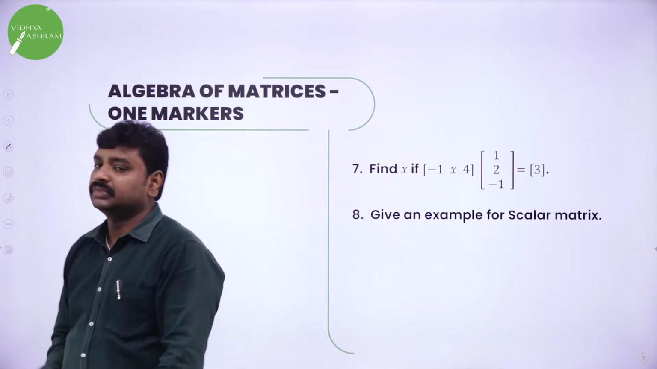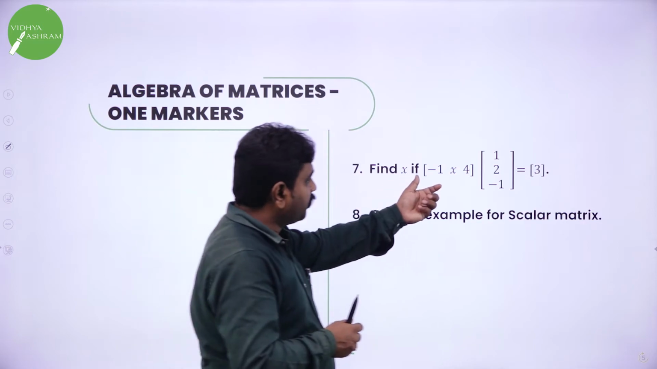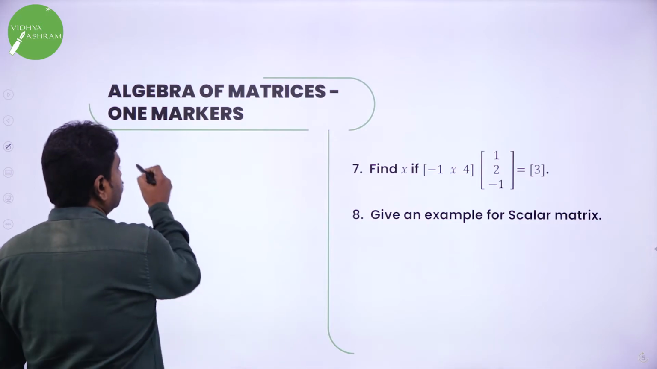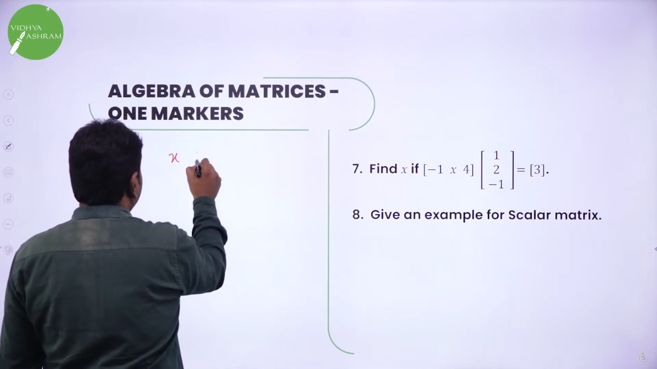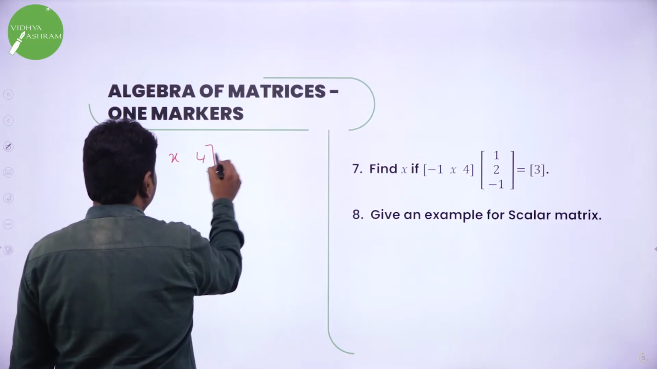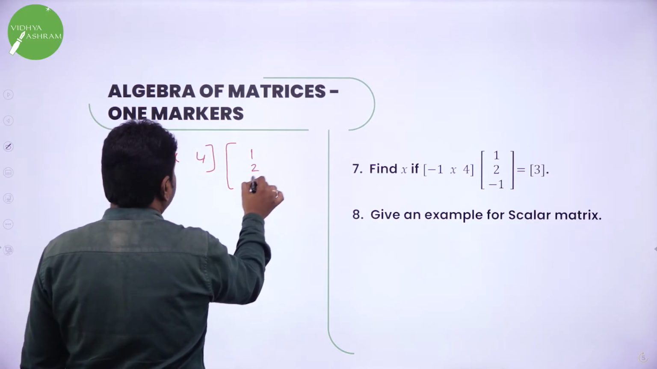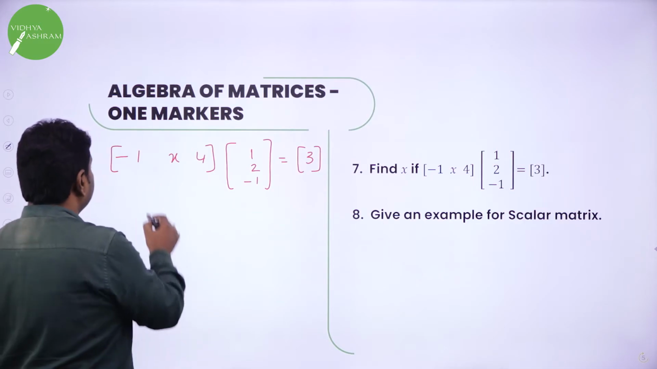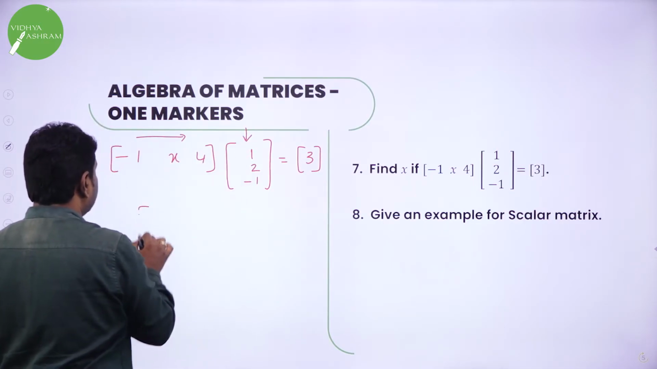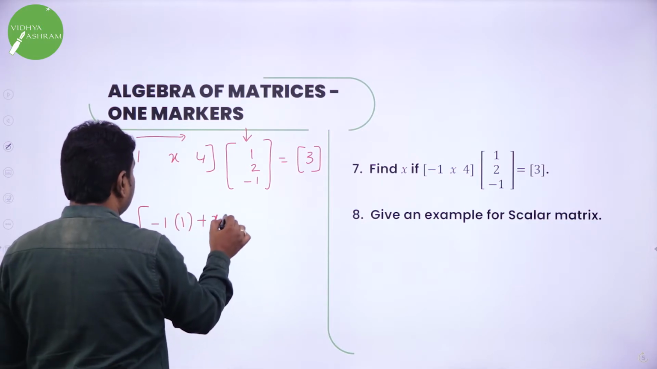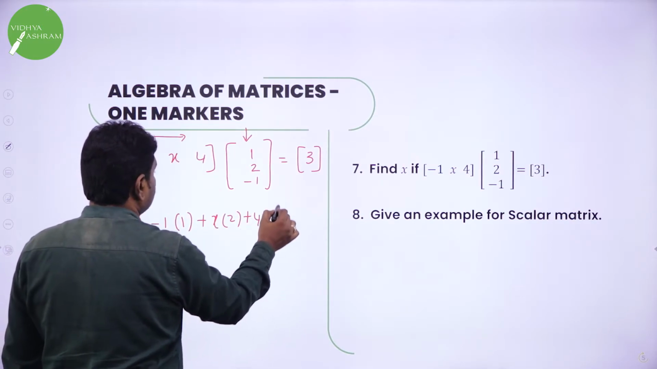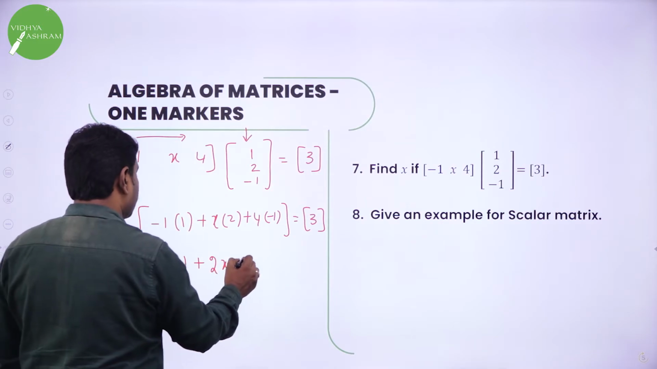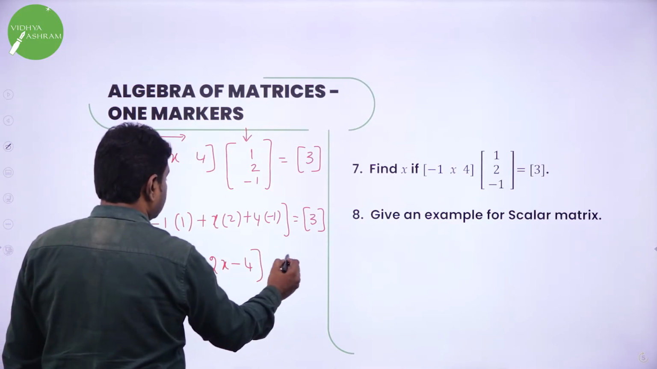Then we have the other important case. Again, the product of two matrices is 3. They want you to find x. Same method. So I will take minus 1 x 4, it's a matrix, into they gave a column matrix 1, 2, minus 1, and they gave the product value also as 3. So now in LHS whatever we have, multiply. If you multiply first row with first column, you will get one element, minus 1 into 1 plus x into 2 plus 4 into minus 1, is equal to 3. Further, minus 1 plus 2x minus 4 in square brackets, that is a matrix, is 3.